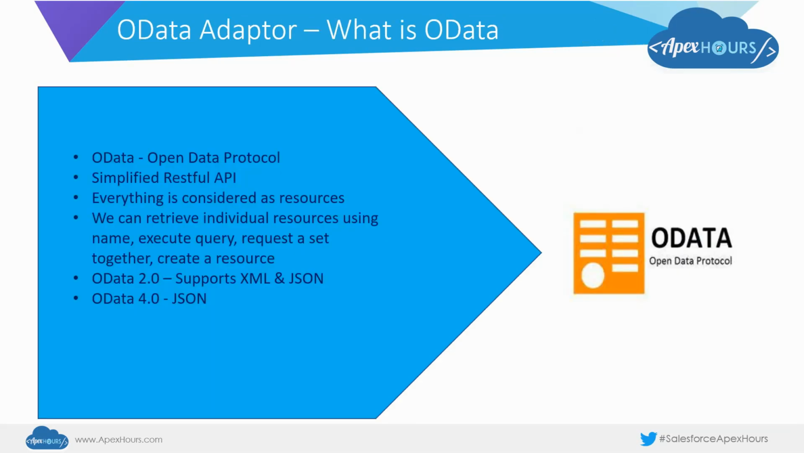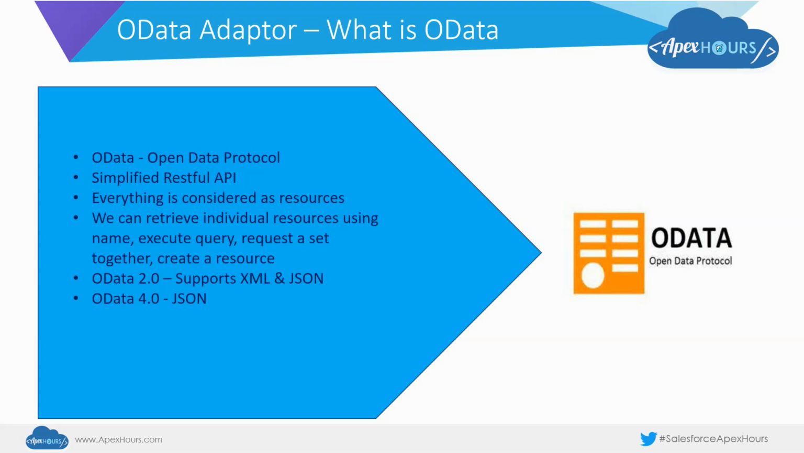Now let us see another adapter available with Salesforce Connect, which is called OData adapter. So OData is called Open Data Protocol, which is a simplified version of RESTful API. And in this approach, everything is considered as resources. That means using the link, you will be able to retrieve individual resources using name, or you will be able to execute a select query to fetch information from a particular table or a resource. And you can even create a new resource using OData protocol.